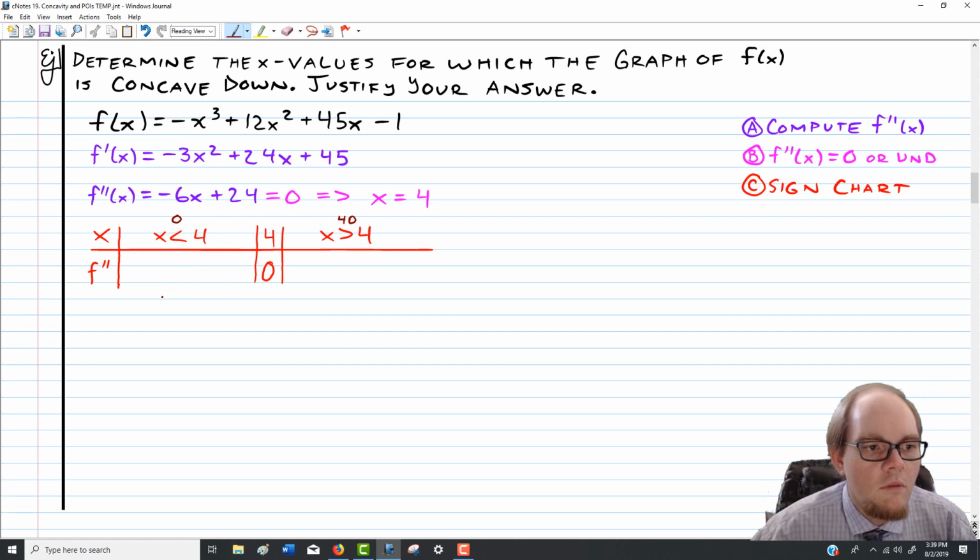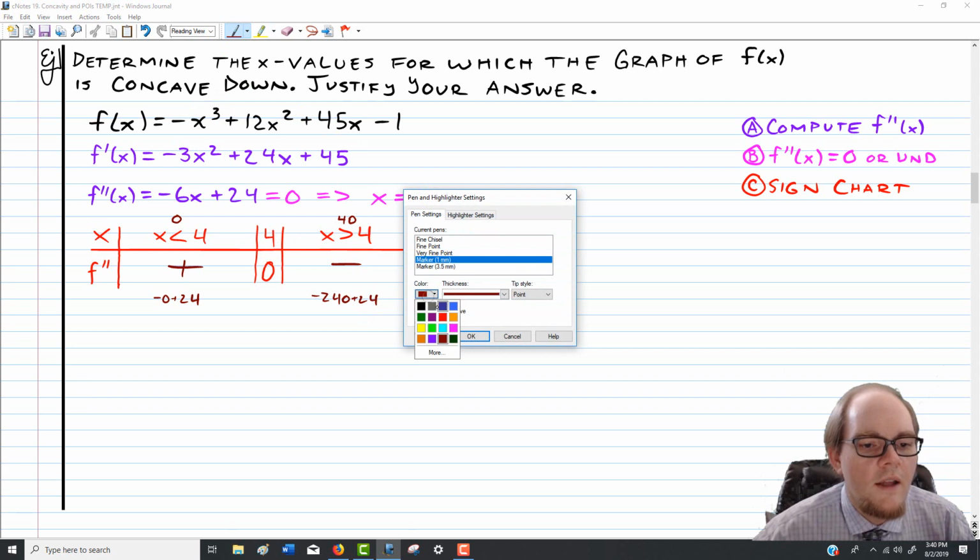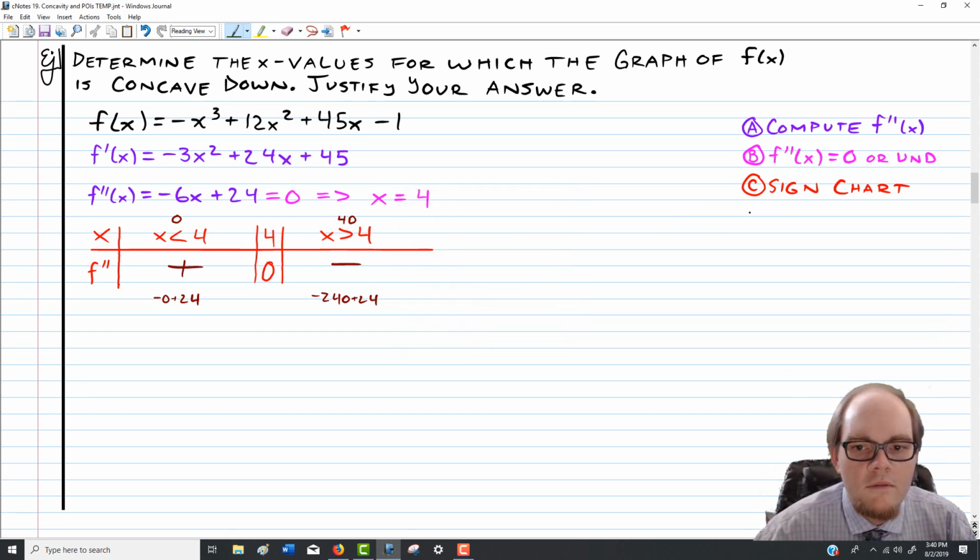If we plug in 0, we're going to get negative 0 plus 24, which is clearly positive. And if we want to plug in a value like 40, we're going to get negative 240 plus 24, which is clearly negative. So based on that information, we've completed our sign chart. Now it's just a matter of answer and justify. We just need to state what our intervals are and then justify our answer.